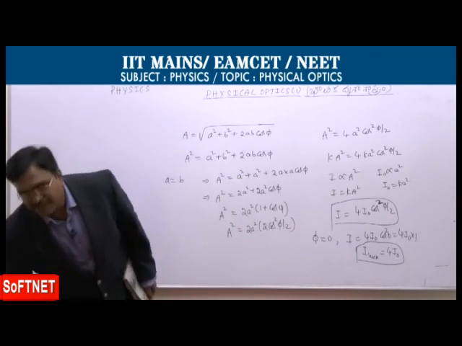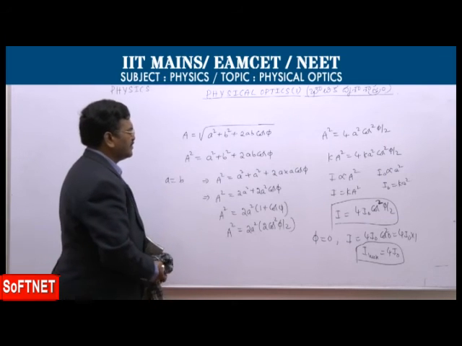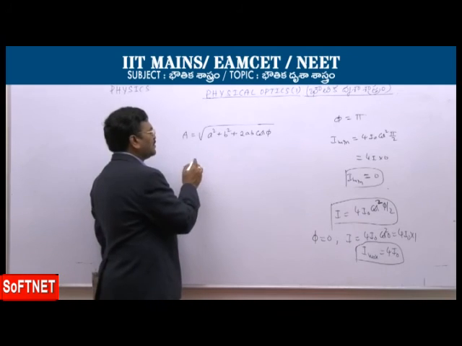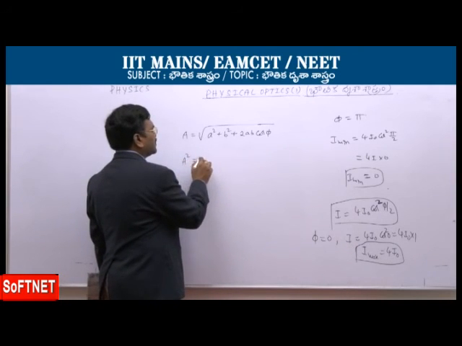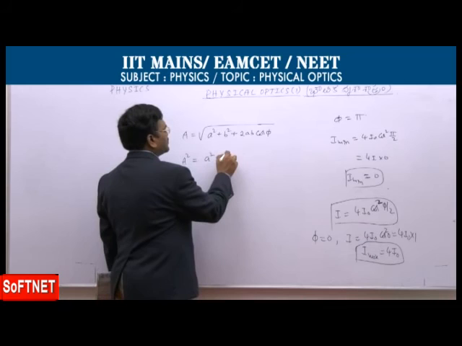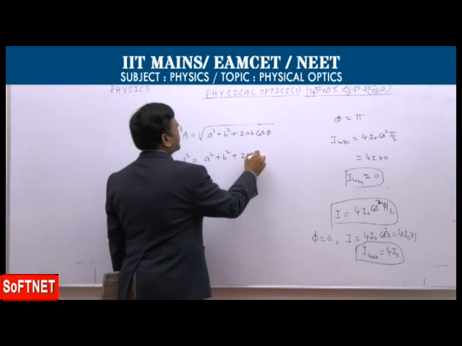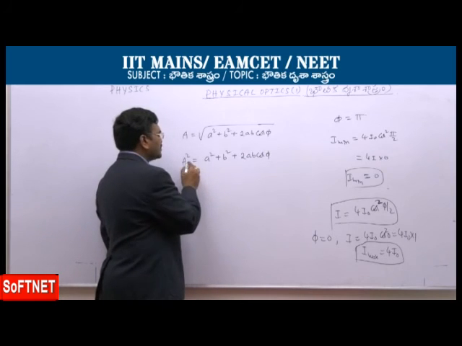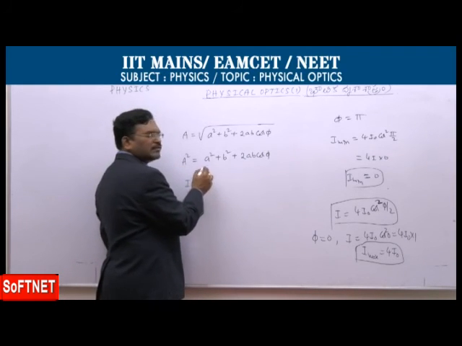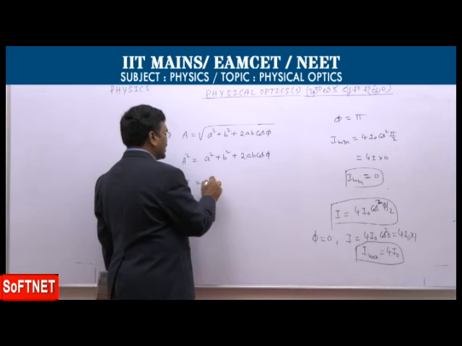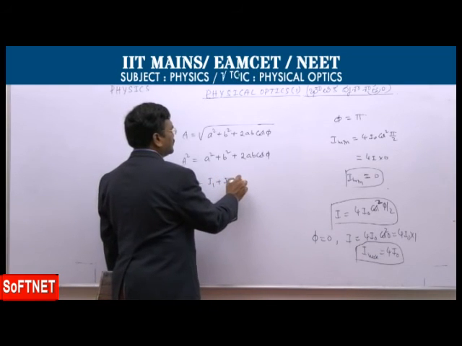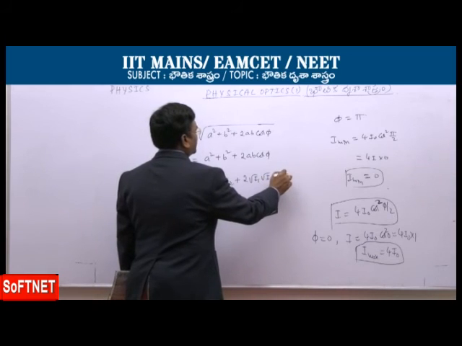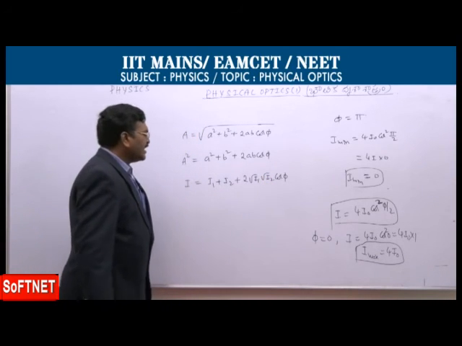Now, what do we write? We write the formula for resultant intensity. Squaring both sides, we get A square plus B square plus 2AB cos phi. Suppose the intensity of the first wave is I1 and the second is I2. Then 2 root I1, root I2 cos phi. Here, intensity is proportional to what?